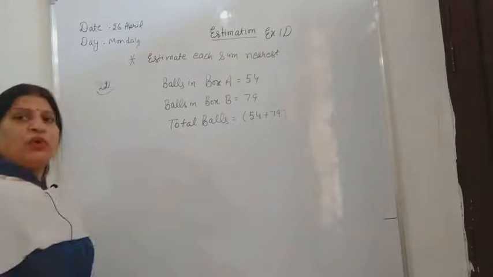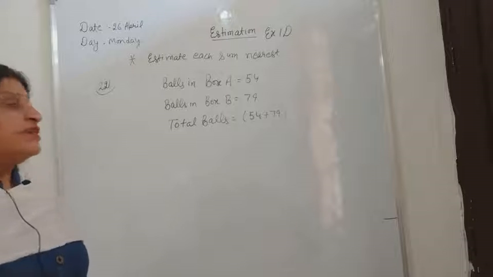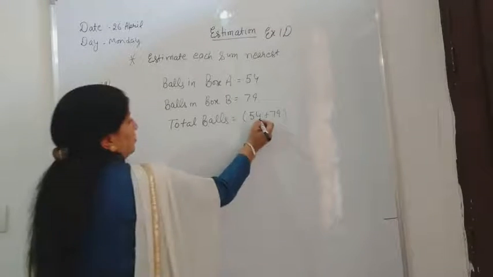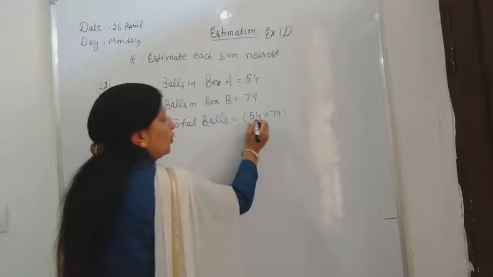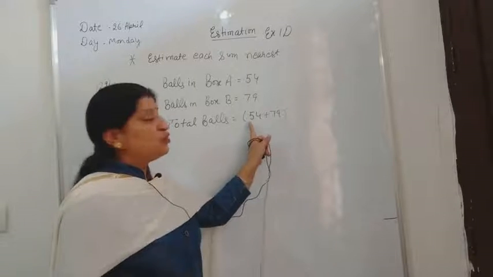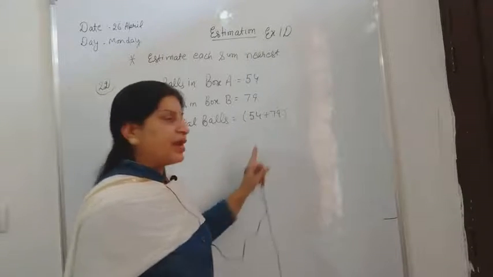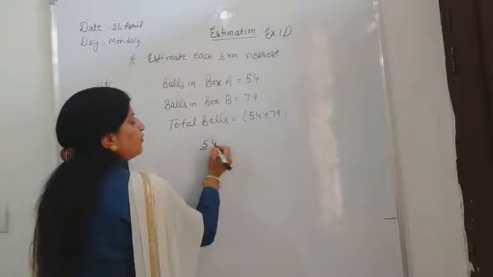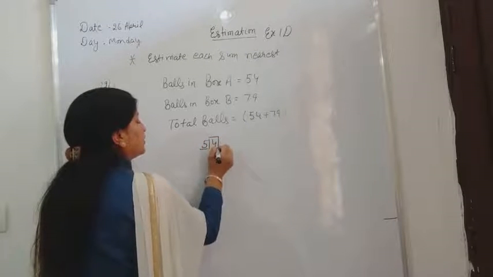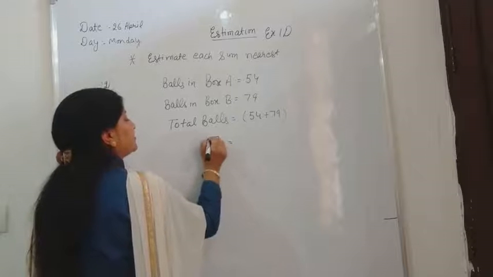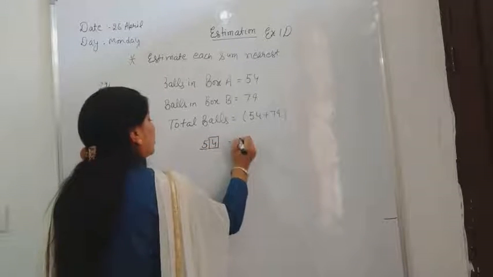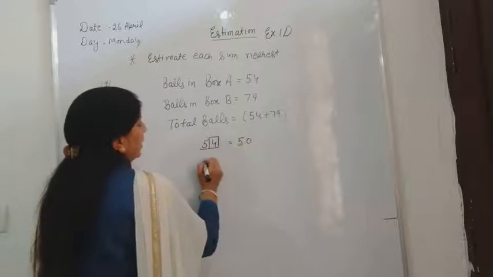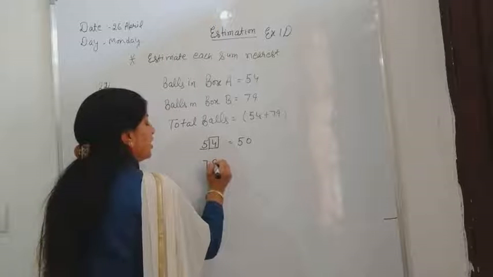Again you have to follow the same process. In the same process, first, because this number goes up to the tens place, you have to round off to the tens place. So you write 54. In 54, 5 is underlined and 4 is in the box. This number is smaller than 5, so your number becomes 50.